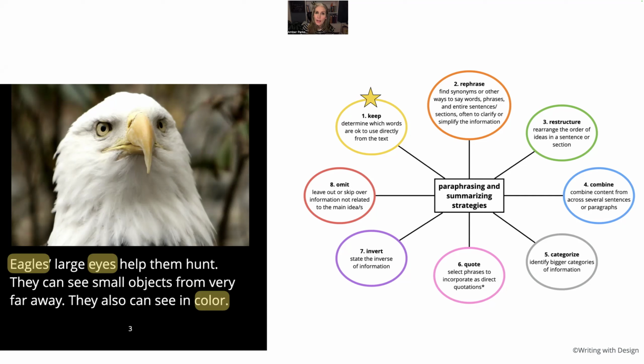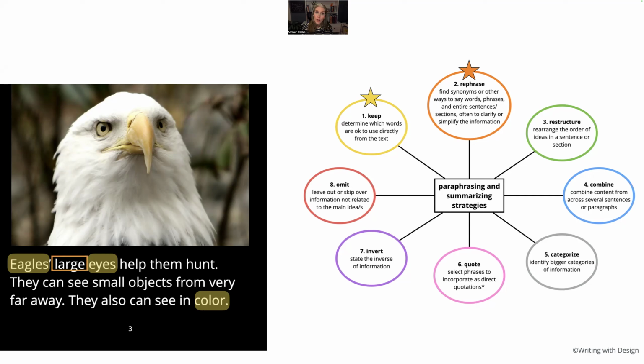Now, once you highlight a word like eyes, you don't need to highlight it every single time. We're doing that on each of these pages because we're isolating each page to really talk through the strategies. But when you're reading a large piece of text, we don't want to stop every time. It's not a word search, right? And try to find every single time that the word eyes is written. Once you highlight it, you can move on. Okay. So eagles, eyes, and color.